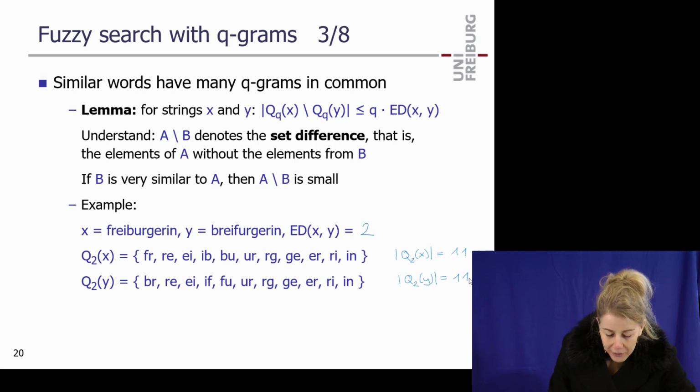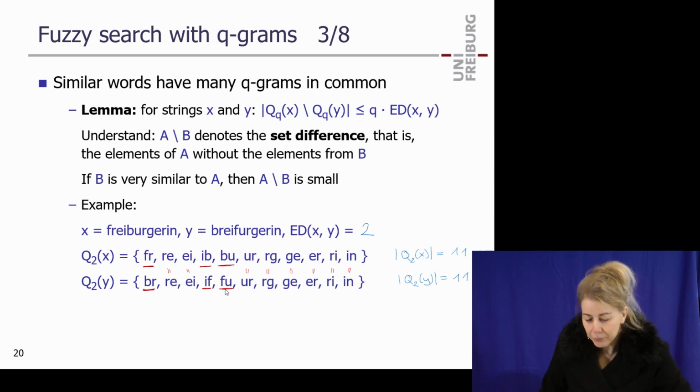Let's look at which ones are equal, and most of them are actually equal, right? If, bu, fu are not equal, so we have a lot of equal ones, right? These equal, this is equal, and let's underline the different ones. So this one does not occur here. They are different: If, bu, fu.